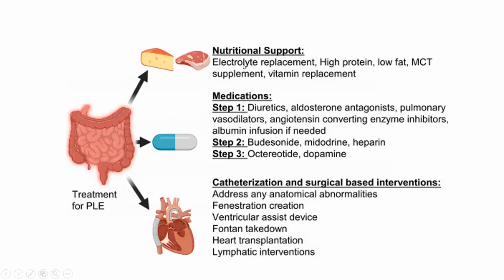This is a diagram, same thing. Treatment of protein losing enteropathy: nutritional support we have to do. Then medication, what we can use: diuretic, aldosterone antagonist, pulmonary vasodilator. Why all this? Because of lymphatic pressure, meaning lymphatic drainage. Lymphatic drainage is hampered because of increased venous pressure. Increased venous pressure occurs because of PAH. So we have to handle the whole cycle. So we have to use the pulmonary vasodilator, ACE inhibitor if there is ventricular dysfunction, albumin infusion, and all.